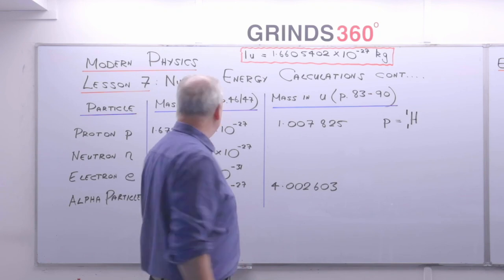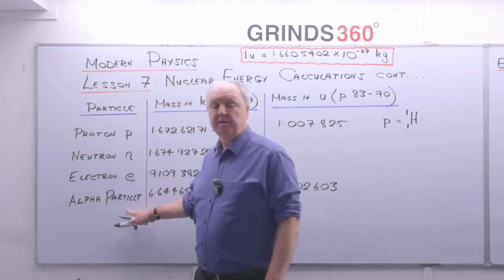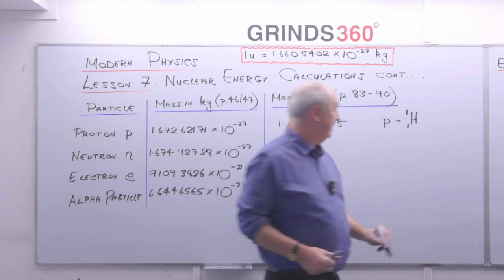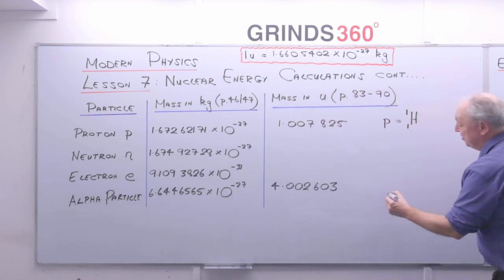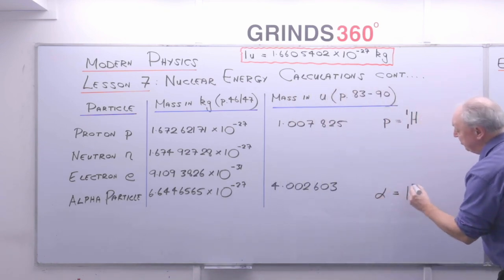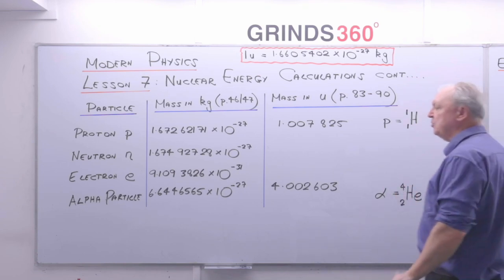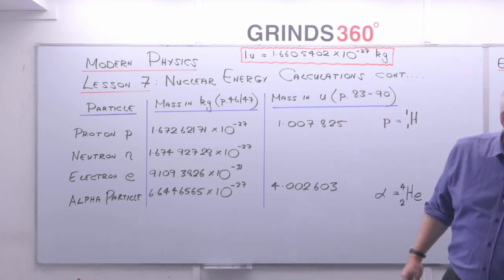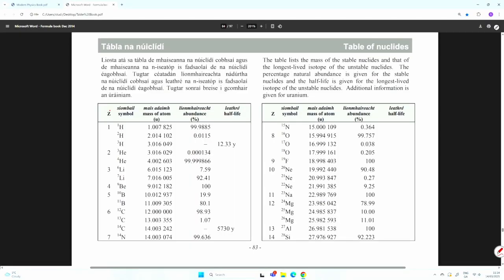They also give me the mass of the alpha particle, because the alpha particle, as you know, is part of the periodic table. It's actually a helium nucleus. Alpha is equal to He24. So you'll find that there as well. So if I have a look at page 83 in the table book, you will see the values there.